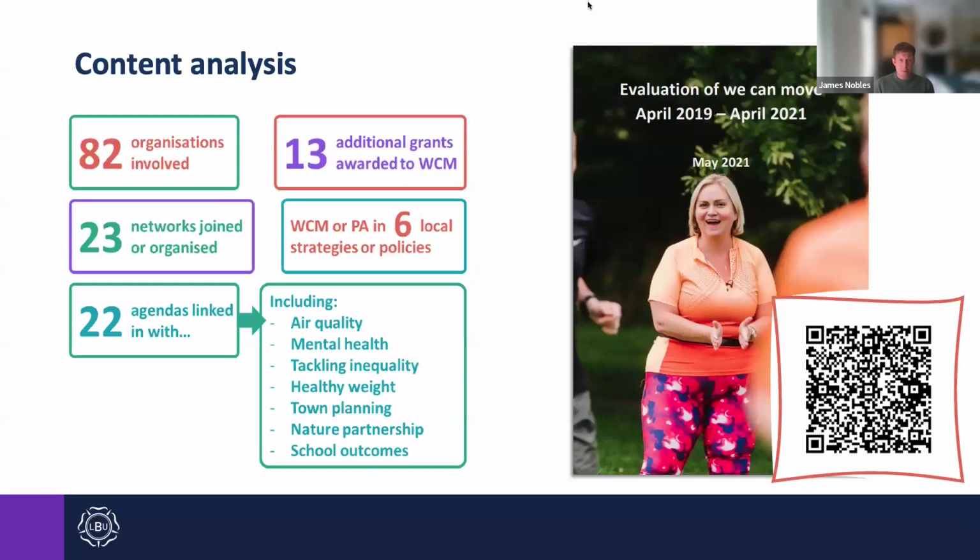From a content analysis perspective, just recognizing that certain people prioritize certain types of data and findings more than others, it also allows us to simply quantify the number of organizations that might have been involved, the number of different agendas that might have been aligned with, such as air quality, mental health. We could see how often physical activity or the initiative more broadly had been embedded within local strategies. So there's lots of analysis and findings that we can draw out of this to appeal to different kinds of audiences.